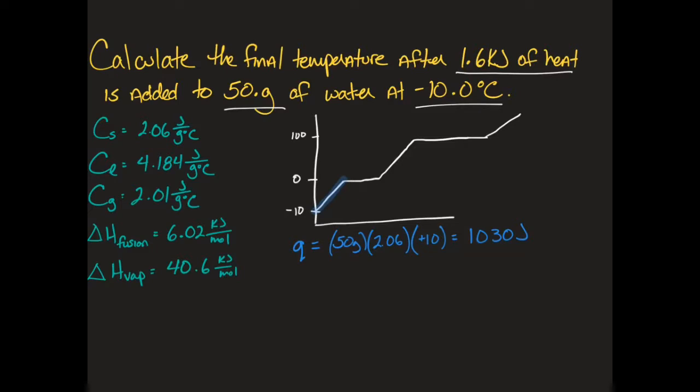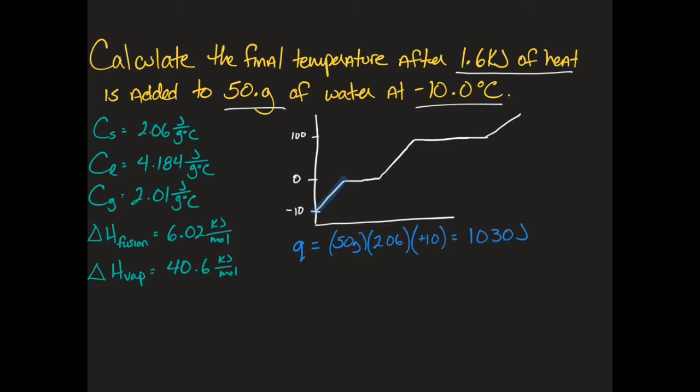So that means it takes 1,030 joules to heat water from -10 degrees Celsius, which is the temperature that we're at now, to the melting point temperature. Do we have more than 1,030 joules? Yes. We have 1,600 joules, right? 1.6 kilojoules. So that means that we are beyond this segment. Okay, so our final temperature is greater than 0. We have melted that water completely.